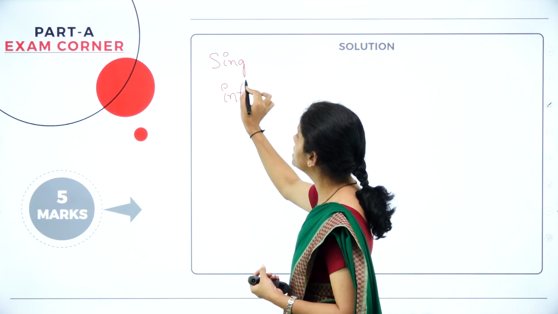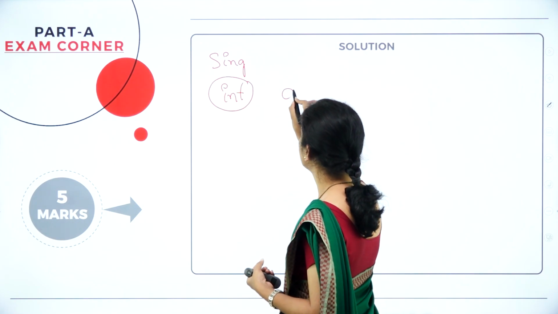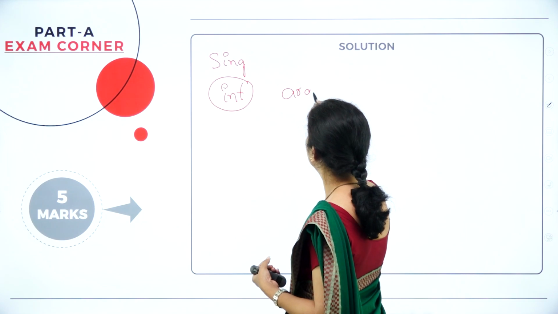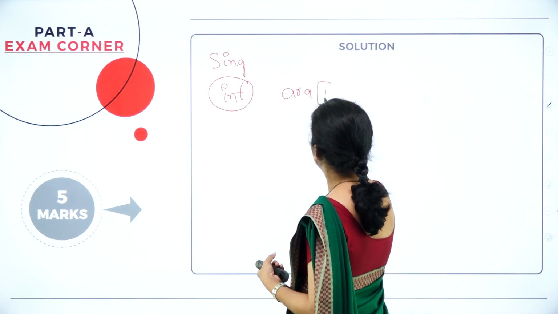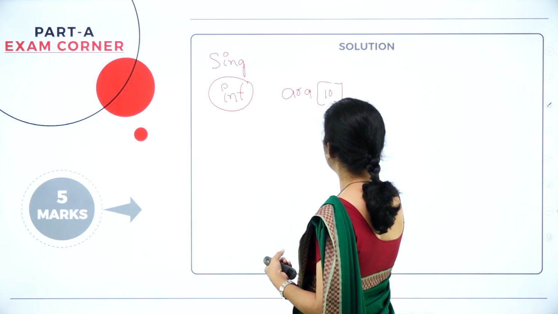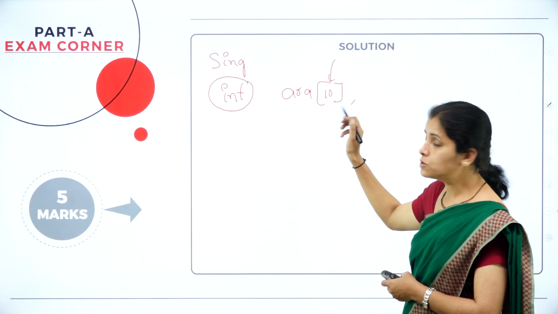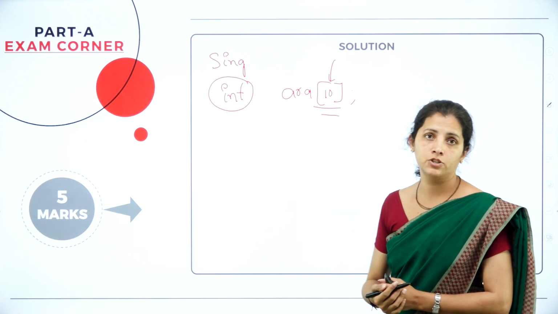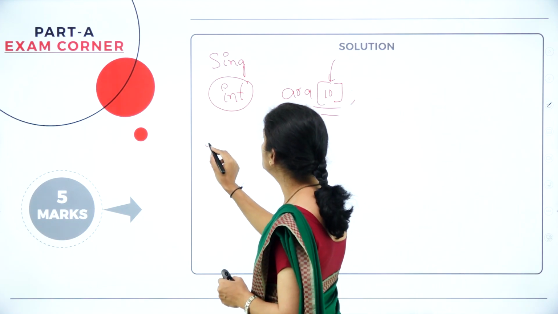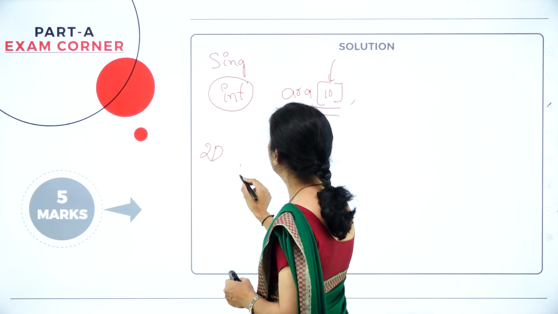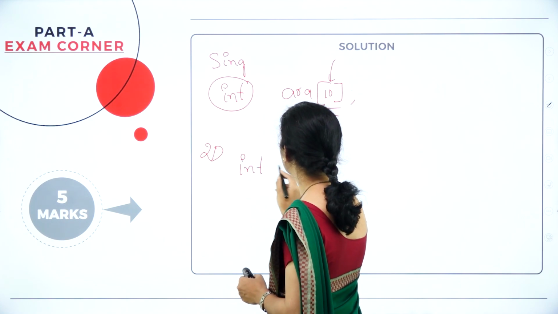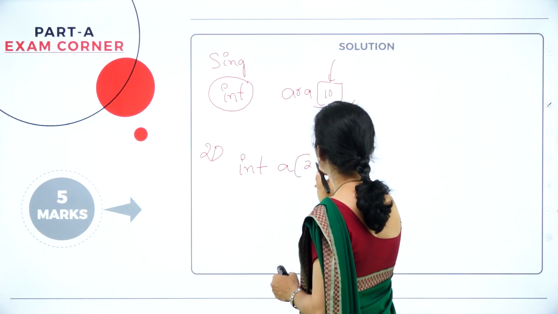First, I want to write the data type, then the array name. Okay. Then specify the size of the array. So, this is the size of the array. So, this is the example for single dimensional. If I consider 2D, two-dimensional, int a of 2, 2.